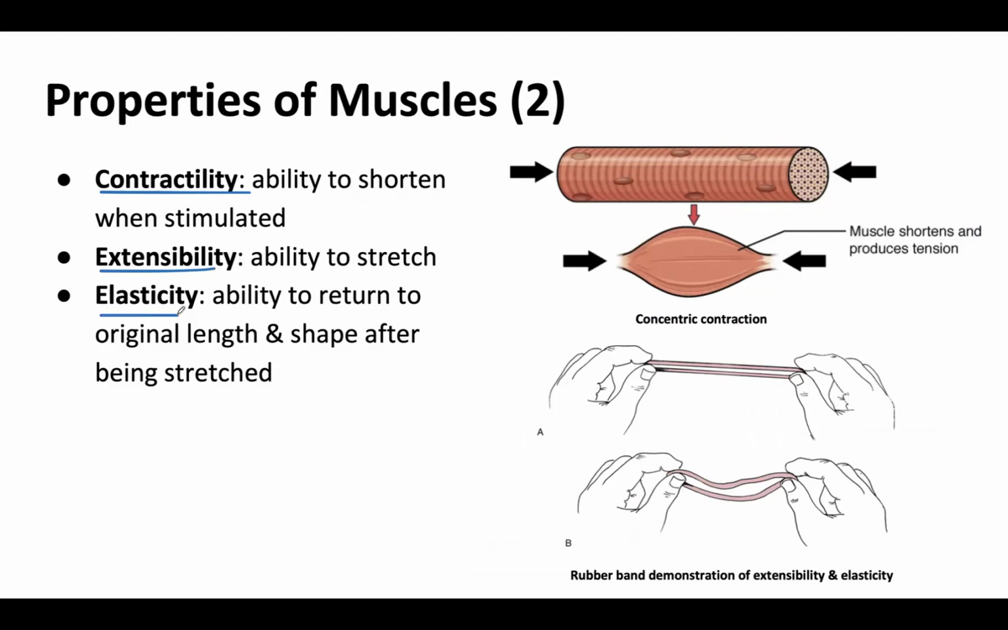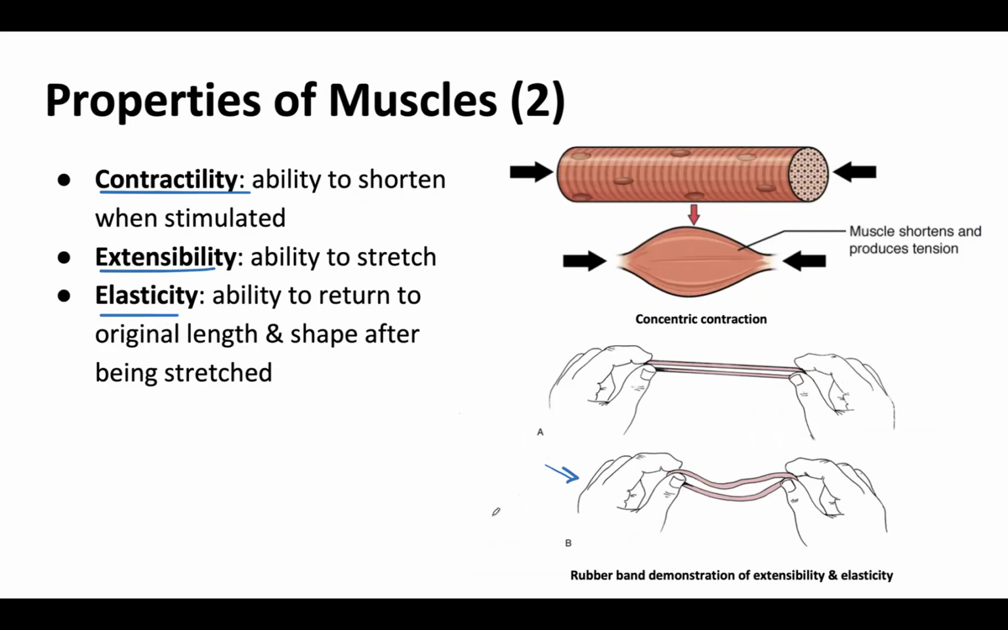Elasticity goes with extensibility because this is the ability to return to the original length and shape after being stretched. If it were not for this elastic recoil, resting muscles would just be too slack, similar to what you're seeing in this rubber band in this image on the right. All right, so those are the five properties of muscles.